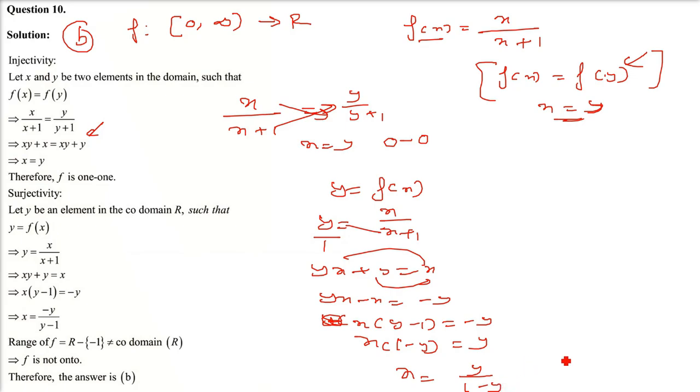Now what do you see here? The codomain is real numbers, but here if you take all the real numbers, what will happen to this y if I put y as 1? 1 is a real number. So if I put 1, it will be undefined.